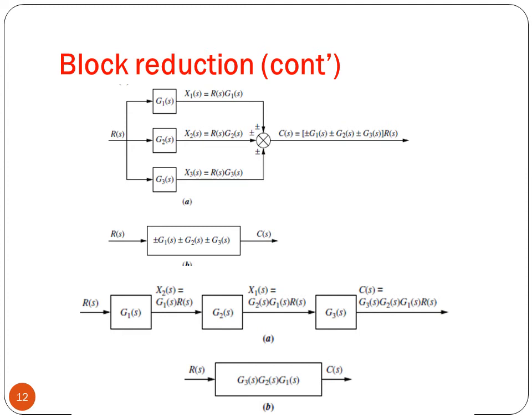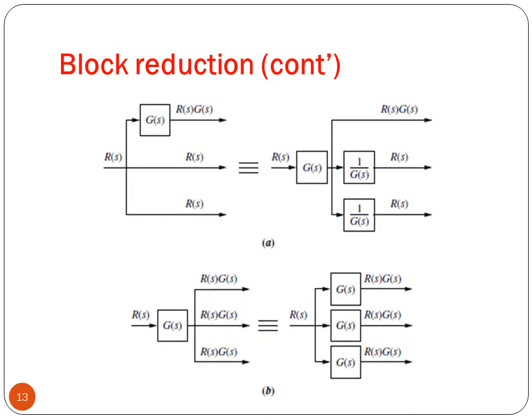If we have several blocks added, that is the parallel form. If we have several blocks in cascade, which is a serial form, we have to multiply them one by the other. Also here, if we have a block at one output level, we can multiply it as being the input and divide the value of the block by the other inputs.